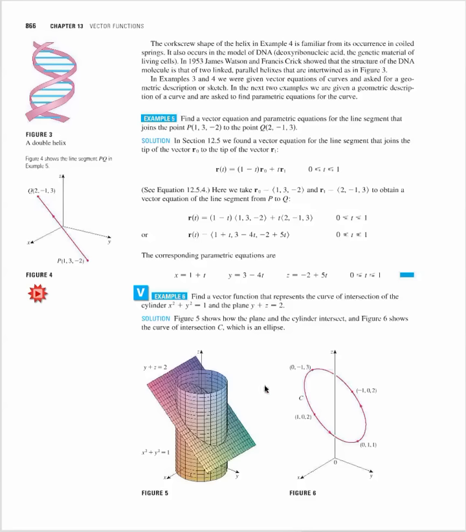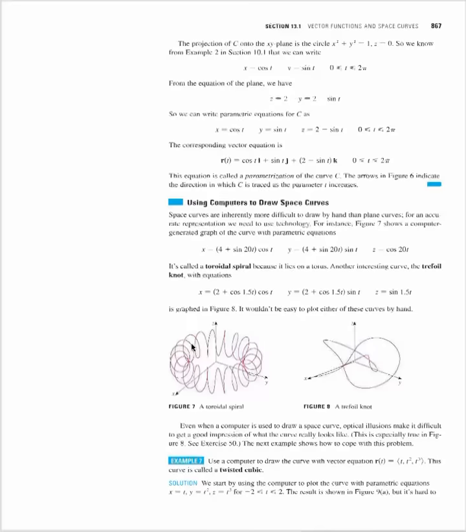And example 6 is a cool example. It's finding a vector function that represents a curve of intersection between two simple surfaces. Work through that example. It's a good one. It goes on to the next page here.